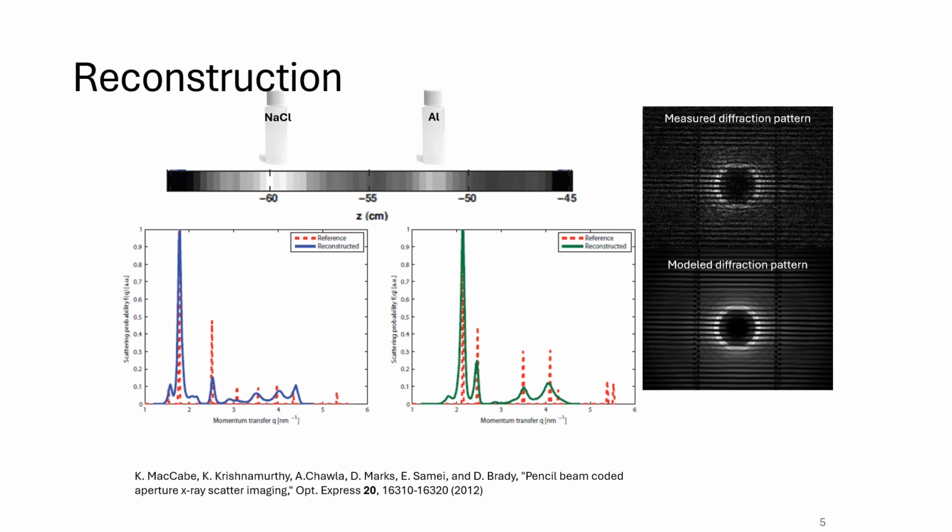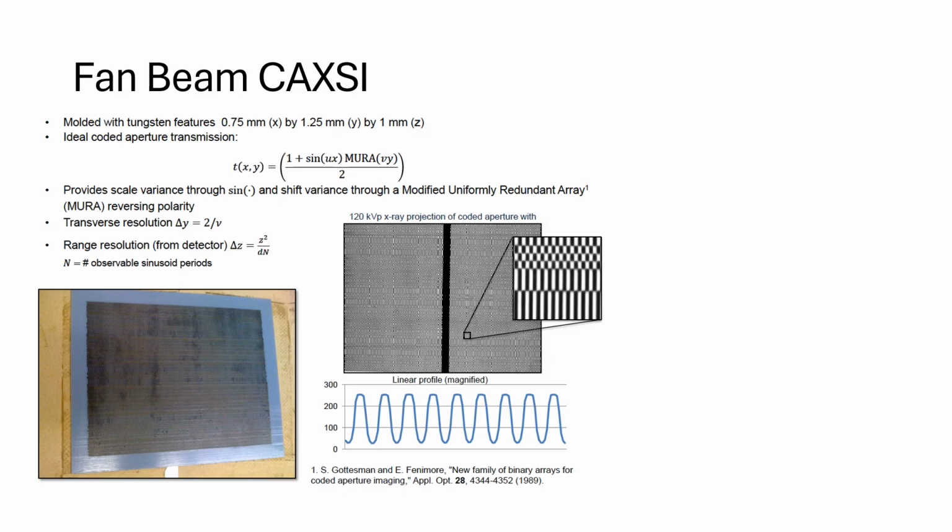When we have an object at different ranges, we see the scale of the diffraction pattern changes as the range moves away. So using a code that's orthogonal with respect to scale allowed us in this case to identify the direction of propagation of rays in this circular pattern and reconstruct the spectra as a function of range as shown here.